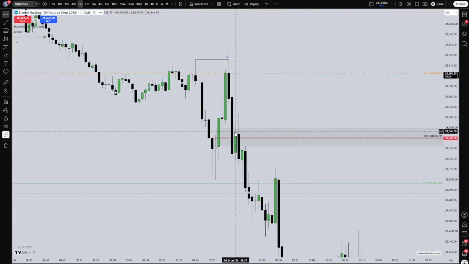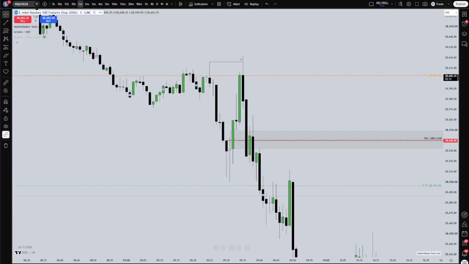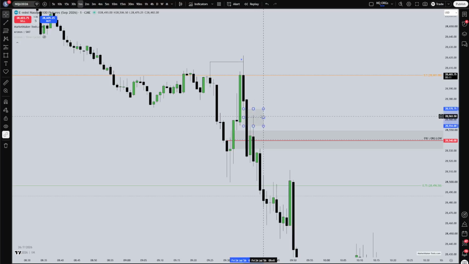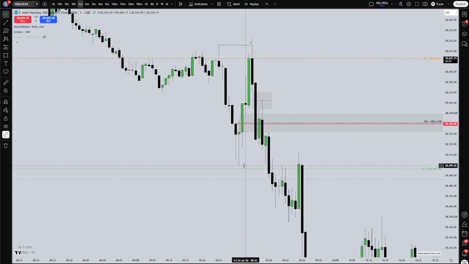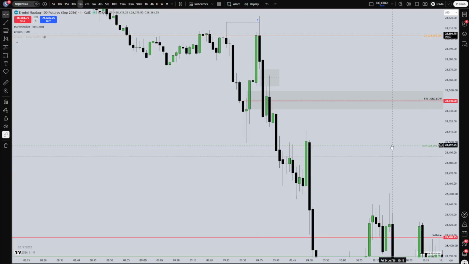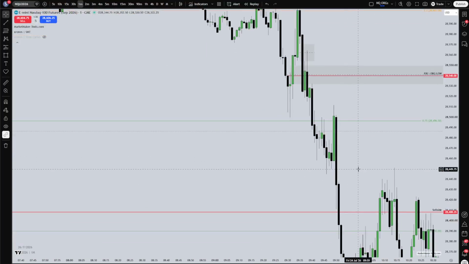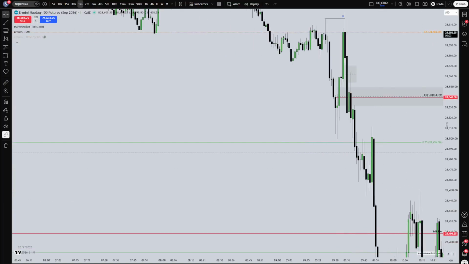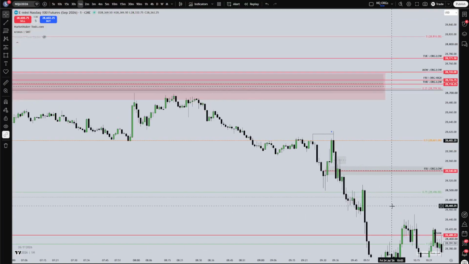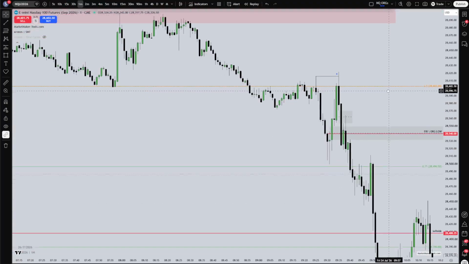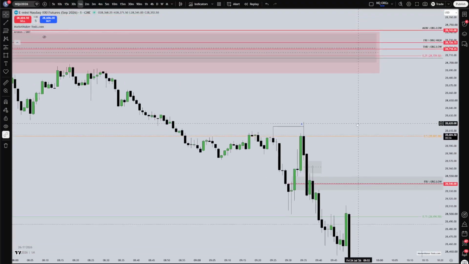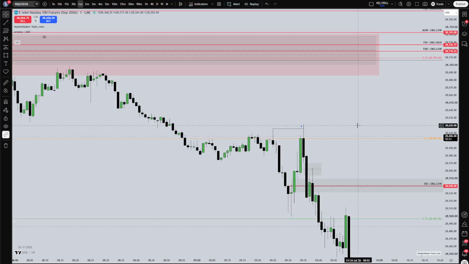I entered before that. You could have entered on this small fair value gap over here as well, and you could have just targeted this low over here, the 0.5 of the range, or the sell side, whichever one you want. But the obvious draw was previous week low, which we took. That was the whole idea of the trade. That's it. As simple as that.